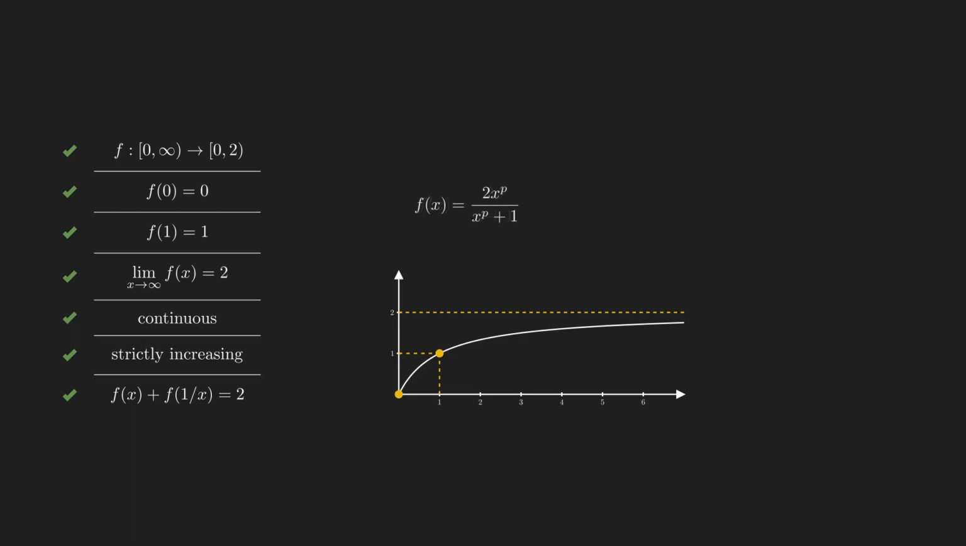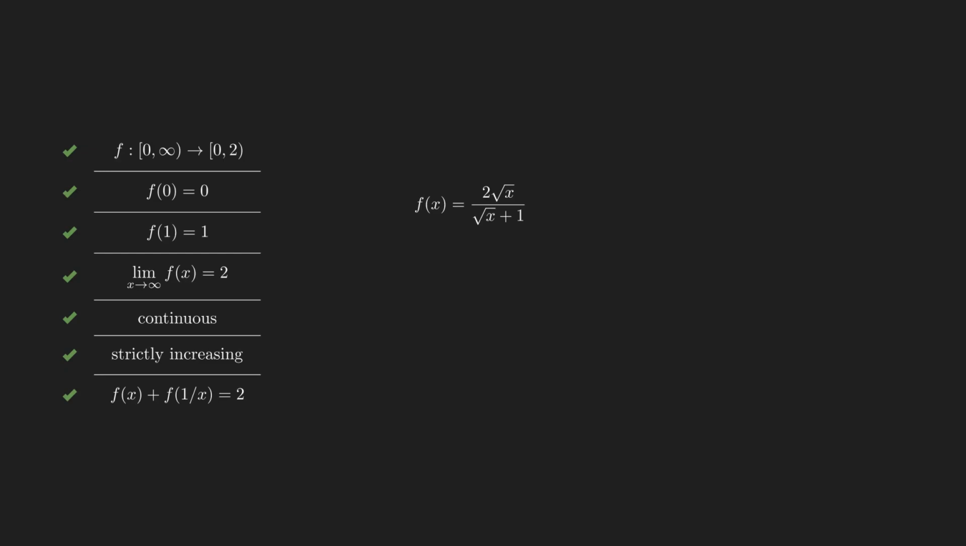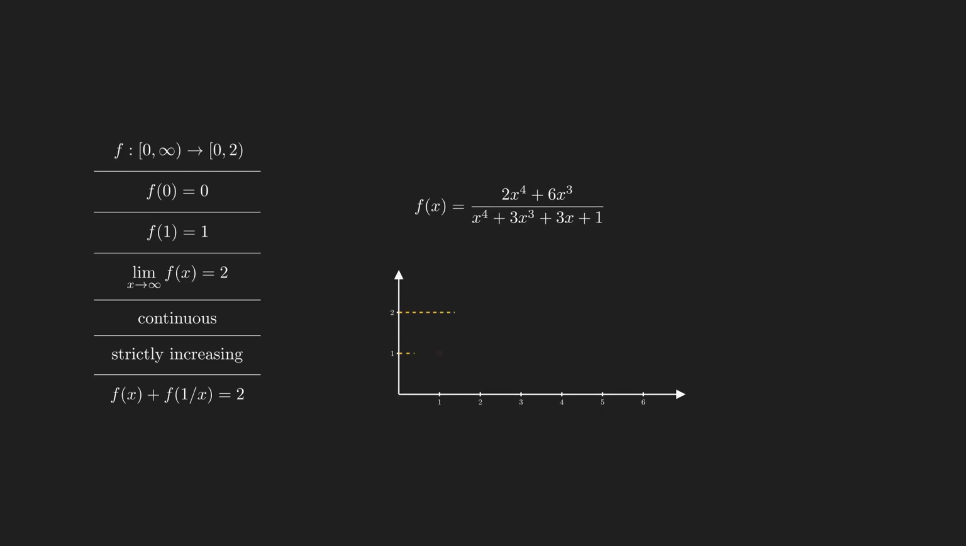We can also replace x with x to the power of p for any real positive p, and the function will still satisfy all conditions. This is what we get if we set p to 3. And this is what we get if we set p to 0.5. Once we figure out that the mentioned family of functions satisfy all our conditions, it's not hard to come up with general rational functions as solutions. Here's one example, but infinitely many of these can be found.